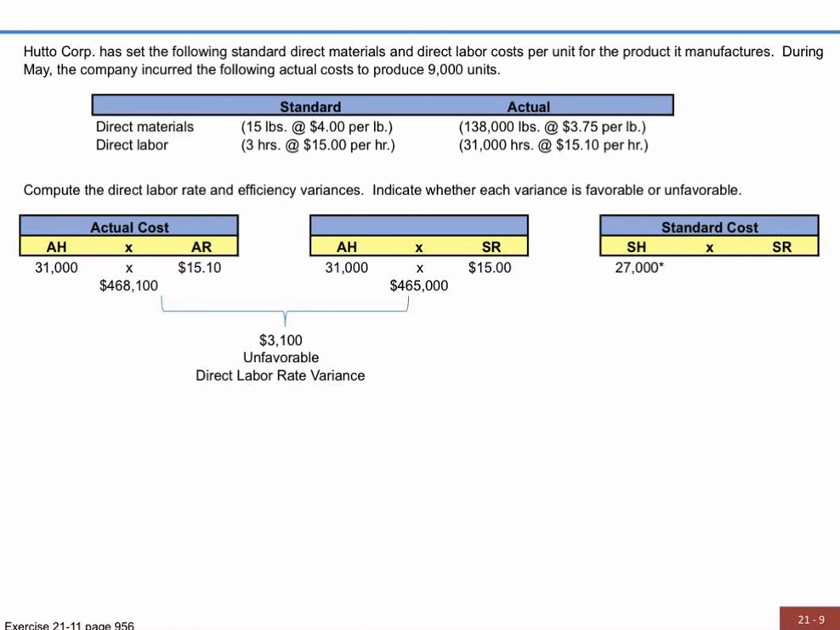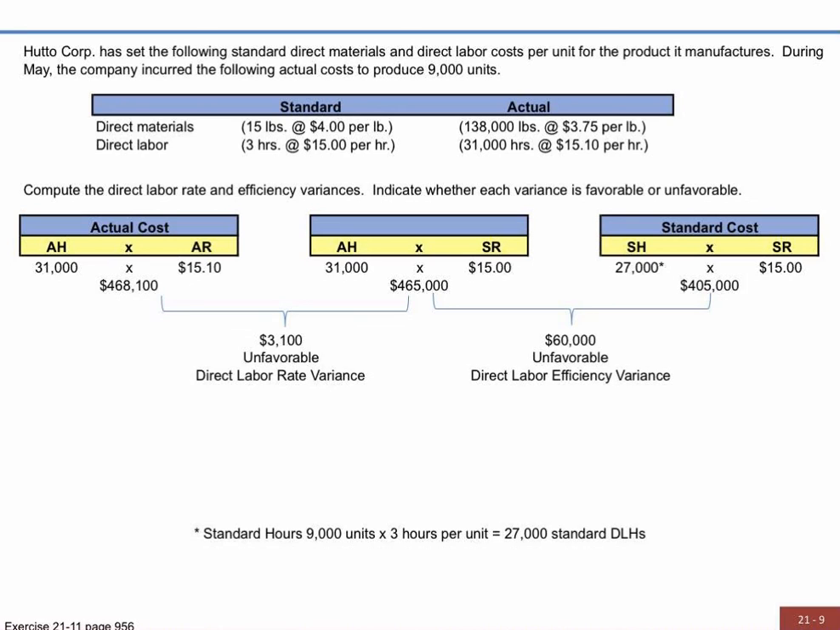So for the standard hours, we're going to take 27,000. We're going to calculate that by the 9,000 units from the top portion of the problem, and the 3 hours per unit that's listed in that first column, which would get 27,000 direct labor hours is what we would project, times the $15 standard rate. We'd get 405,000 for the standard cost that we would budget. And we're going to take the amount that differs between the 465,000 and 405,000 to get 60,000. That's an unfavorable variance due to what we're going to refer to as an efficiency.